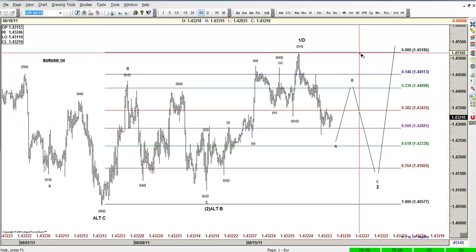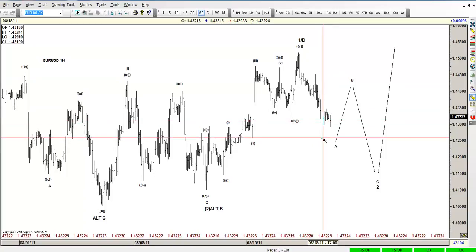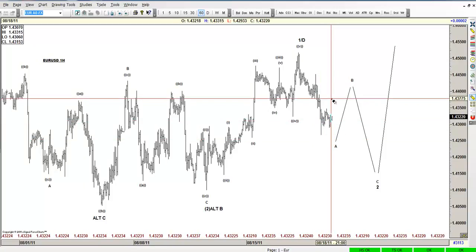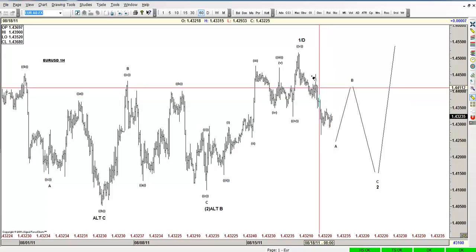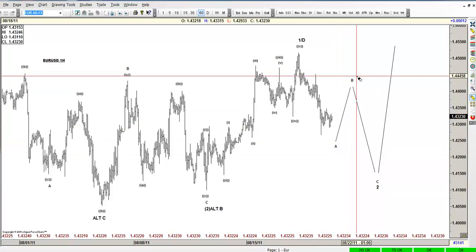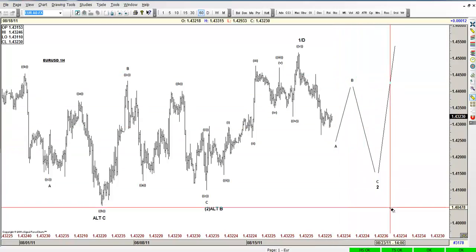Now, a low today in the euro below 142.68 without taking 143.75 is going to make a 5-wave swing. So minimum we're going to get 3 backs and a possible test lower. That's what we see on the euro.